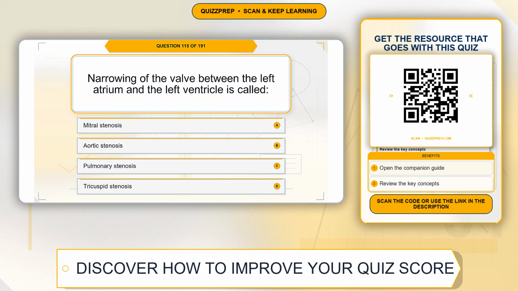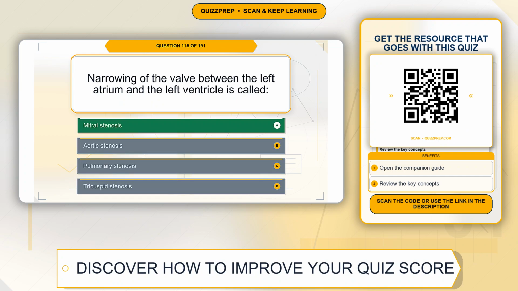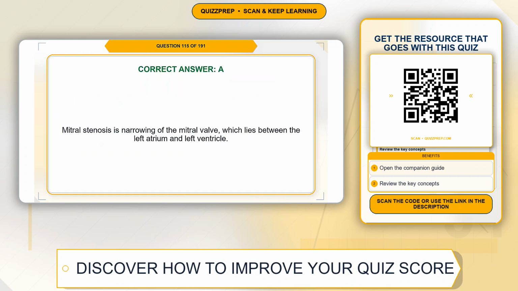Question 115. Narrowing of the valve between the left atrium and the left ventricle is called: Option A, mitral stenosis. Option B, aortic stenosis. Option C, pulmonary stenosis. Option D, tricuspid stenosis. The correct answer is option A, mitral stenosis. Explanation: mitral stenosis is narrowing of the mitral valve, which lies between the left atrium and left ventricle.